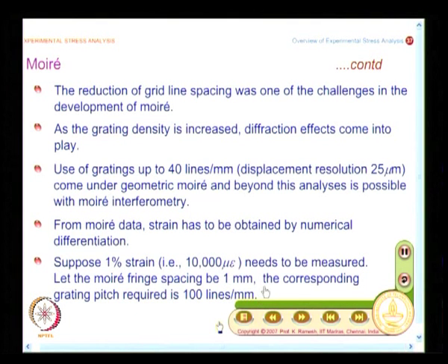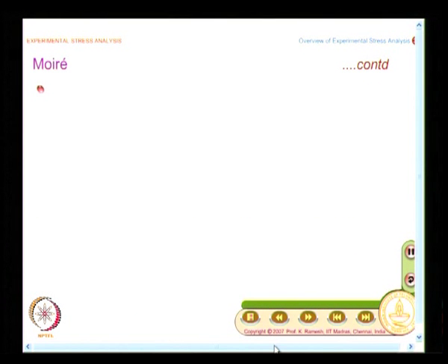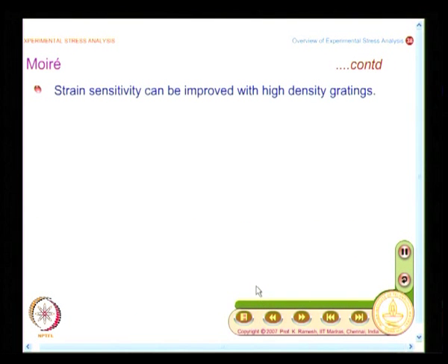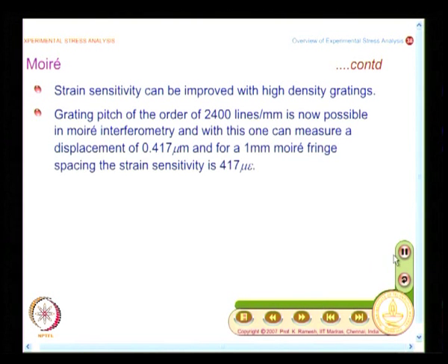So, what you find here is strain sensitivity can be improved with high density gratings, and what you find is 2400 lines per millimeter is now possible. It is the theoretical limit, people have achieved the theoretical limit by real hard work, and with such high density grating I can measure 0.417 micrometer.